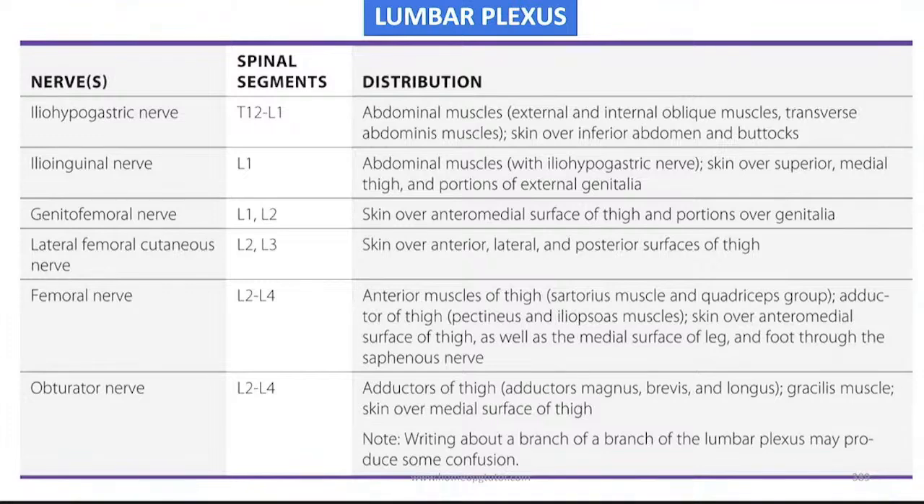Now what does it supply? Obturator supplies the adductors. Okay, adductors of the thigh. Which ones? Magnus, brevis and longus. Then coming to the medial compartment of thigh, that is the gracilis. Everything that is there in the medial compartment of thigh is supplied via the obturator nerve. Okay.